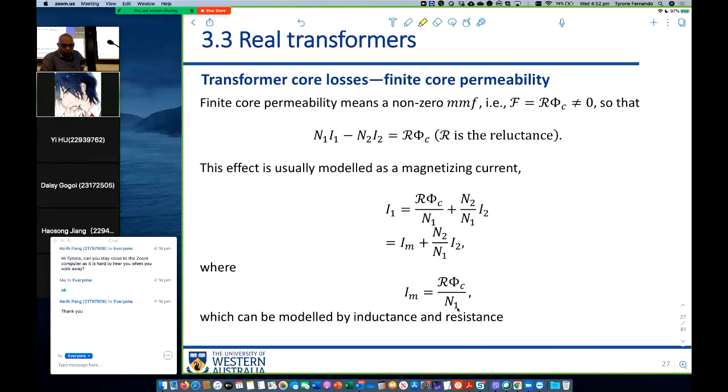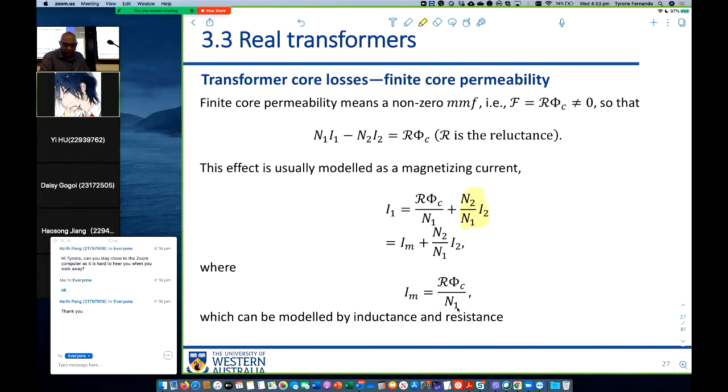And if you take this equation and now divide both sides by N1 and take that minus N2 I2 term to the right hand side, you have I1 equals the reluctance times phi c, the flux in the core, divided by N1, plus N2 divided by N1 times I2, right? So we have this equation. Now we can see we are quite familiar with this part of the equation. That comes from the ideal transformer. I1 is equal to N2 on N1 times I2. We are familiar with that, right?